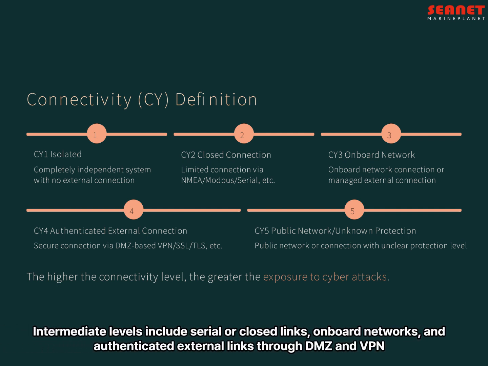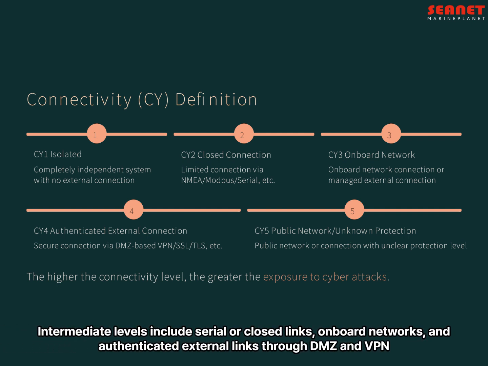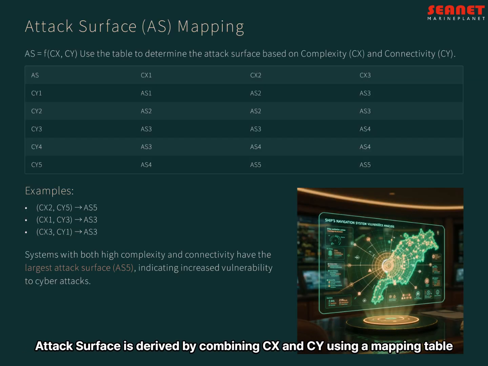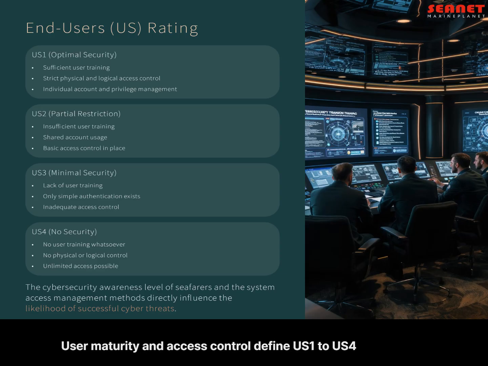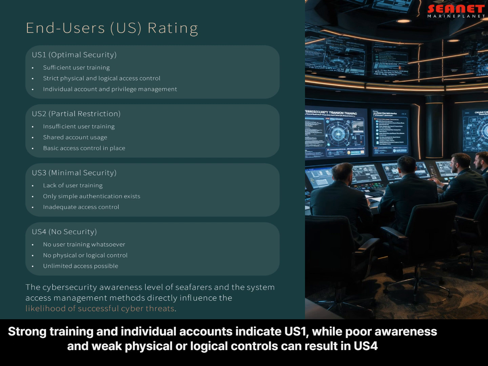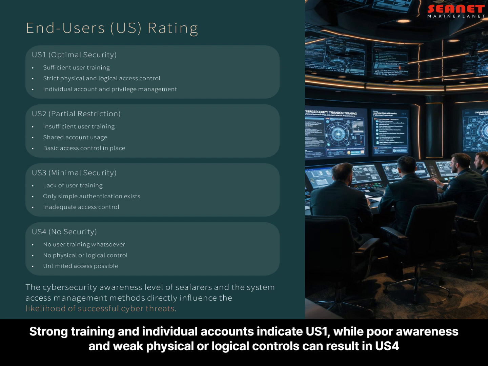Intermediate levels include serial or closed links, onboard networks, and authenticated external links through DMZ and VPN. Attack surface is derived by combining CX and CY using a mapping table. As complexity and connectivity increase, AS moves from 1 to 5, indicating broader exposure to attacks. User maturity and access control define US1 to US4. Strong training and individual accounts indicate US1, while poor awareness and weak physical or logical controls can result in US4.